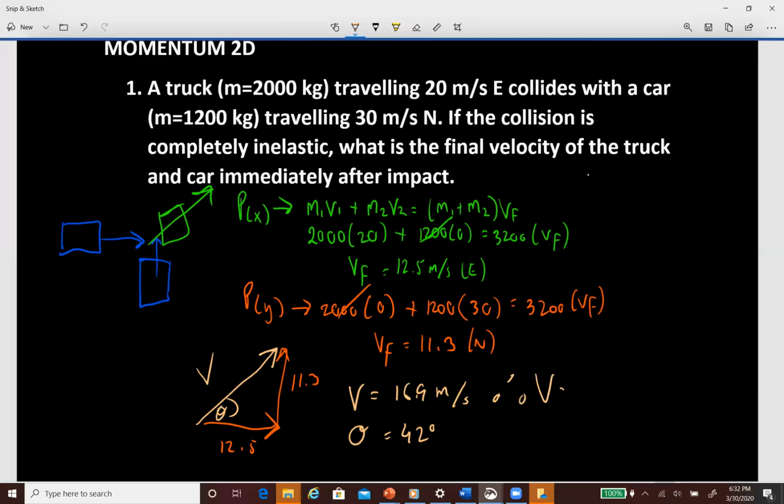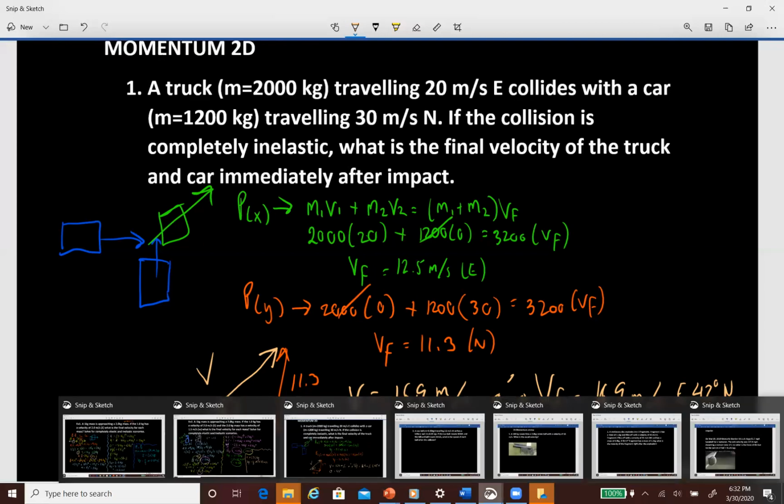Therefore, the final velocity will be 16.9 meters per second east, 42 degrees north. Okay, there you go. All right, those completely inelastic scenarios are a lot easier to deal with. Okay, let's look at the next question.